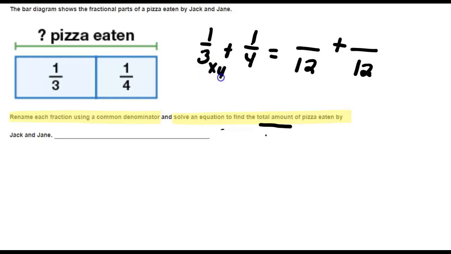So 3 times 4 is 12. 1 times 4 is 4. 4 times 3 is 12. 1 times 3 is 3. And I know 4 plus 3 is 7. So they ate 7/12 of pizza.